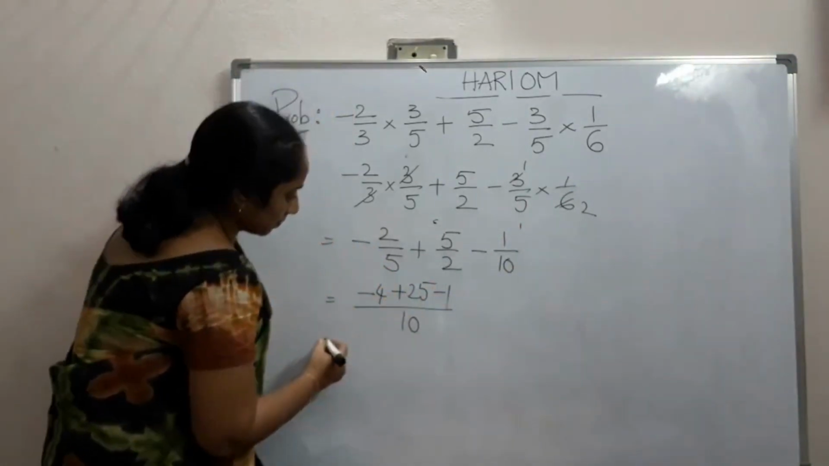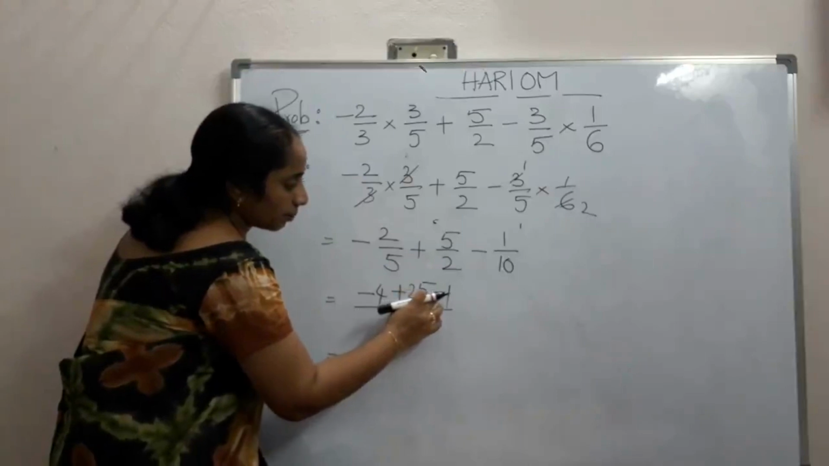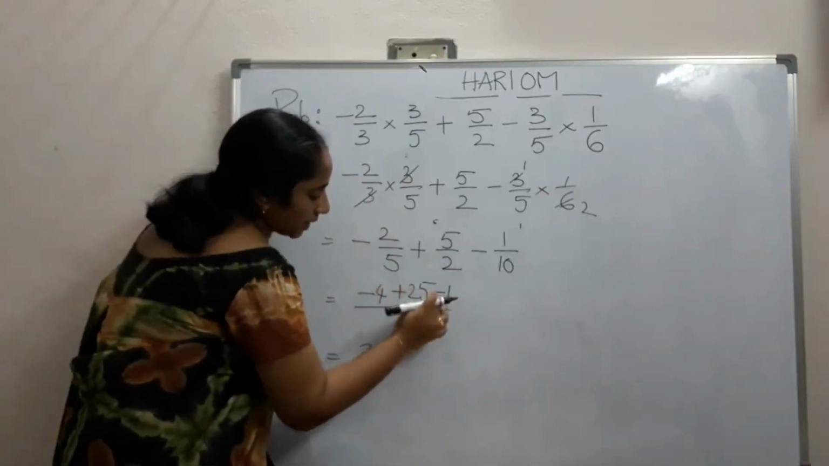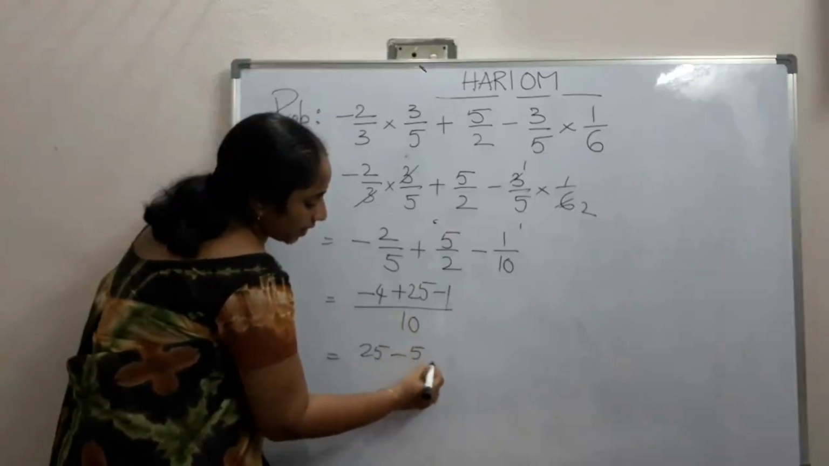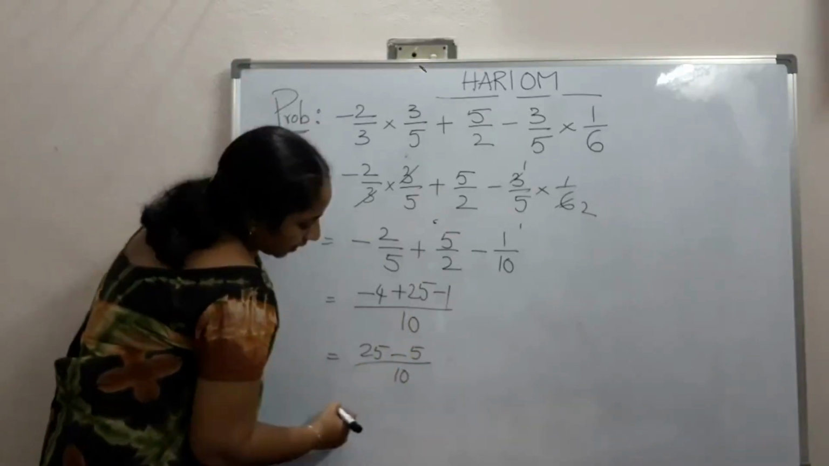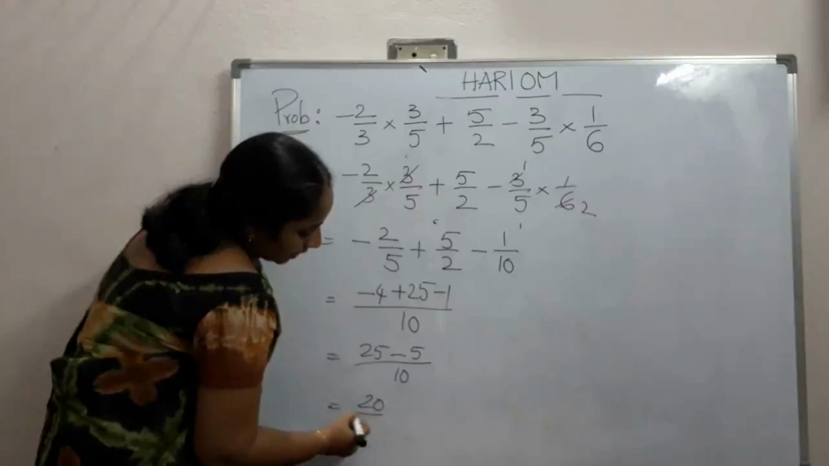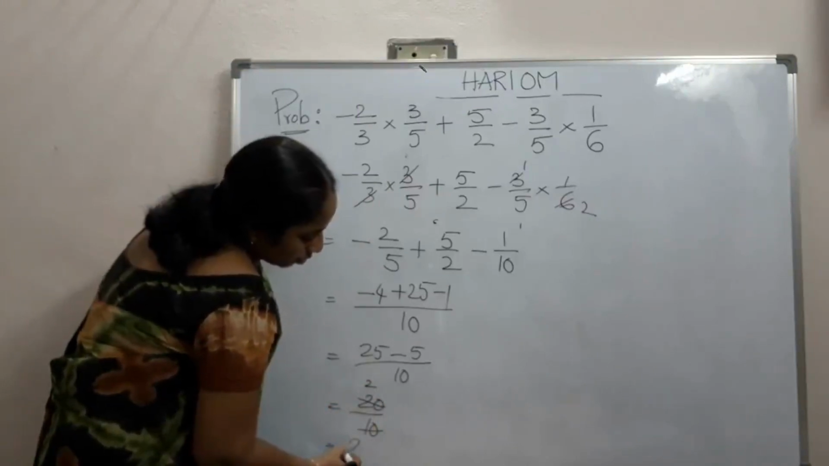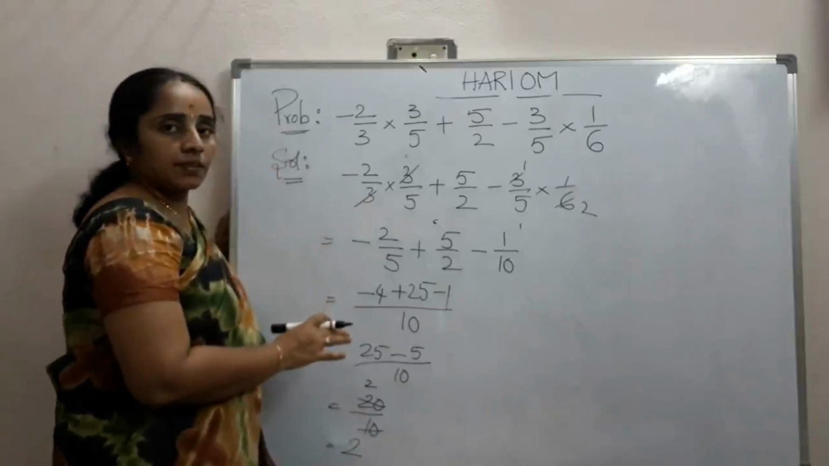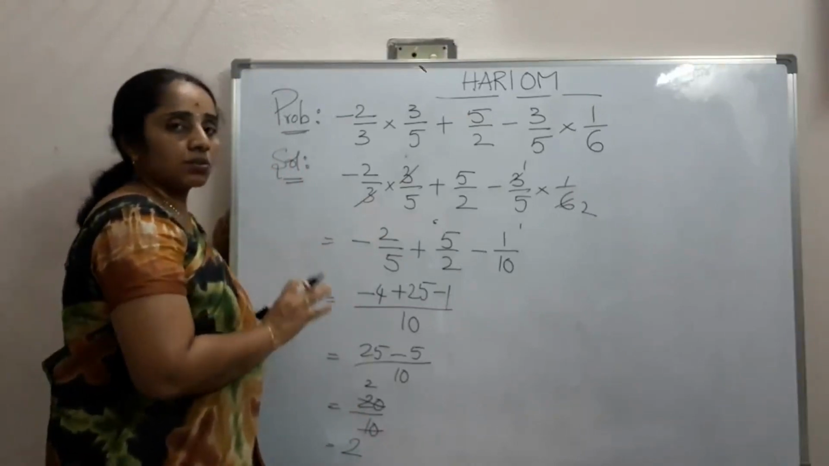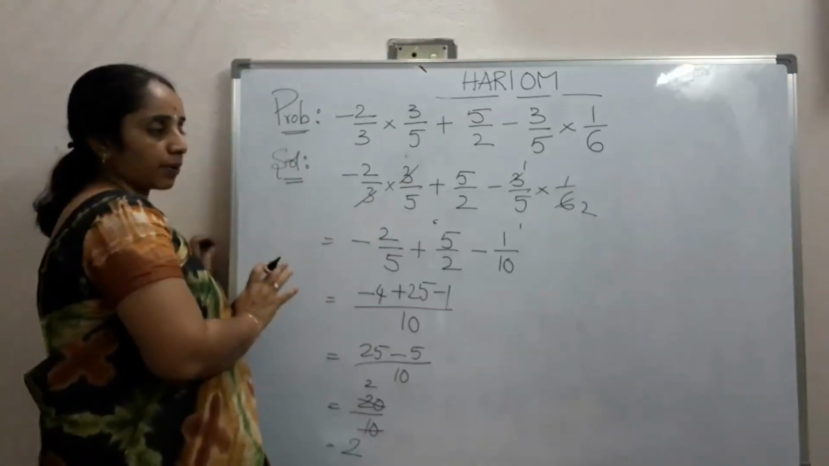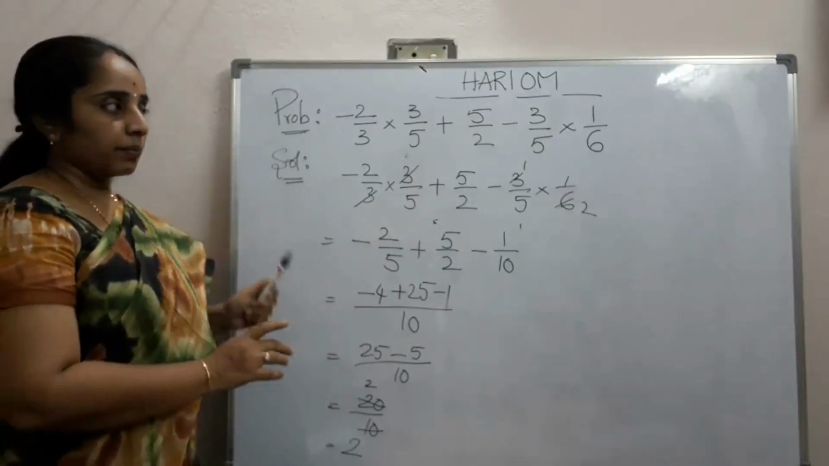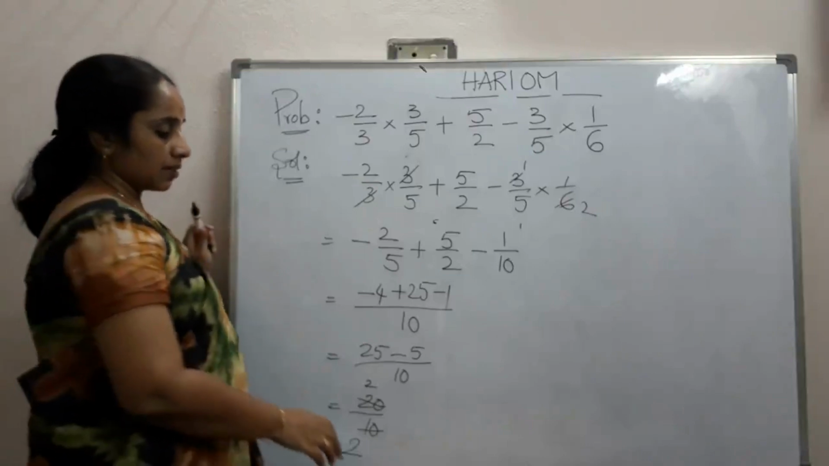Now it is 25 minus 4 minus 1, it is minus 5 by 10. It is 20 by 10. 10 ones, 10 twos, it is 2. So this is by using the BODMAS rule. But the same problem now we are going to explain by applying properties.